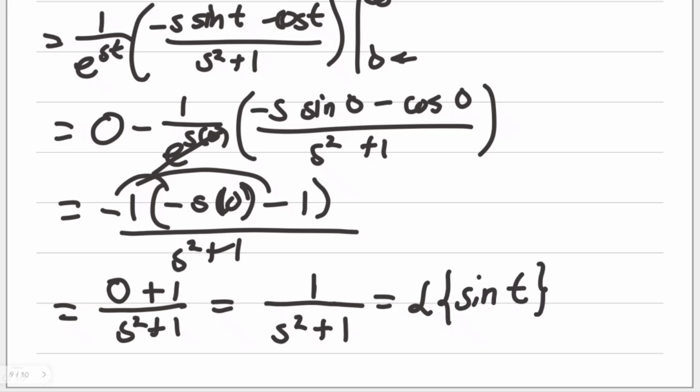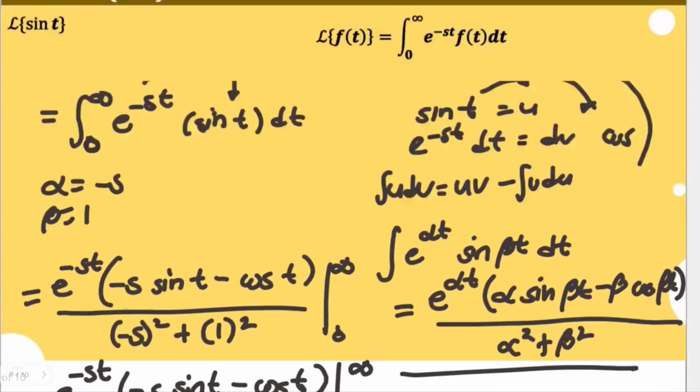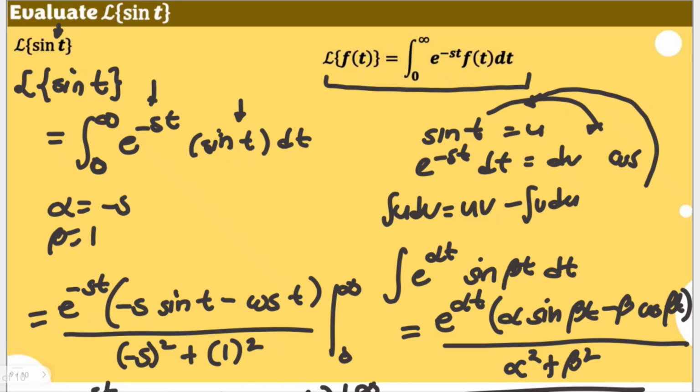So generally, you will have 1 over s squared plus 1 for your Laplace transform of sine t. This is now the form for your sine t. As for a short generalization, we will have that in a separate video where we apply another angle aside from t. Again, this is 1 over s squared plus 1.